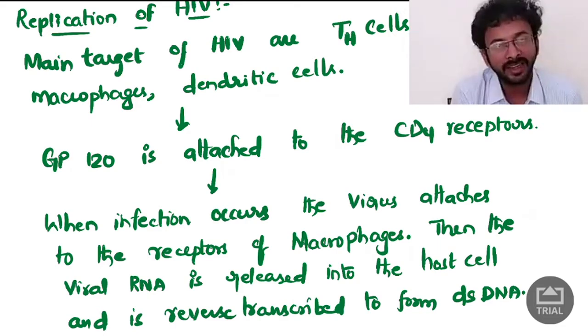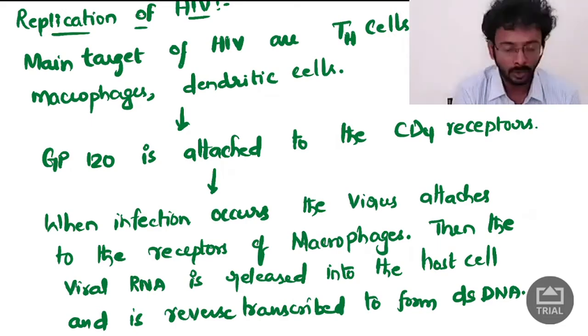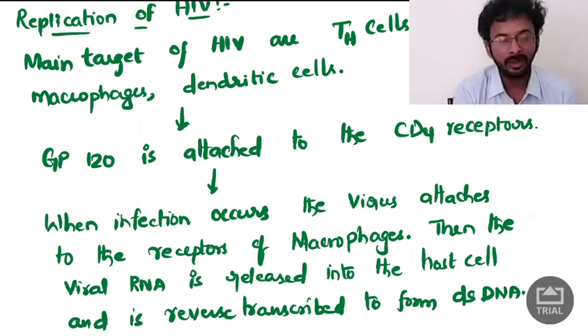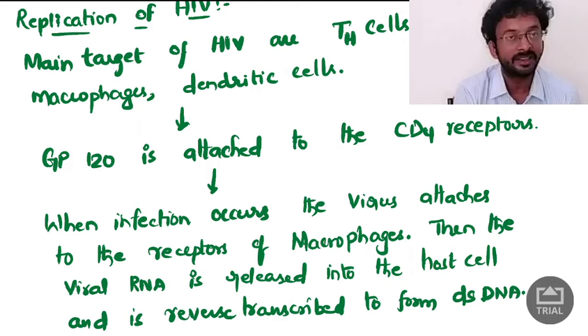Then the viral RNA enters into the host cell and is reverse transcribed into dsDNA. In the last class, we discussed viruses having ssRNA, that is single-stranded RNA, and it has an enzyme reverse transcriptase. And we said reverse transcriptase can convert single-stranded RNA into double-stranded DNA.